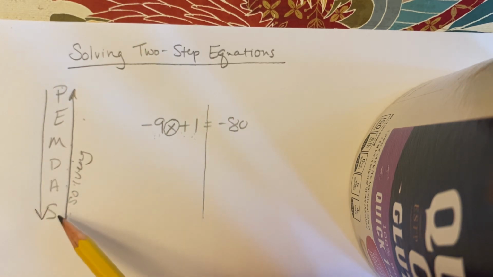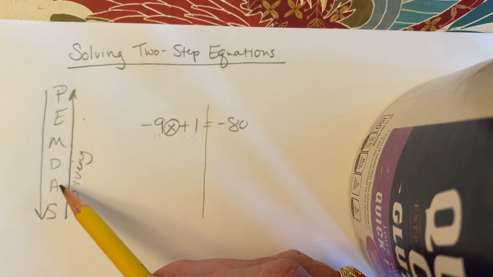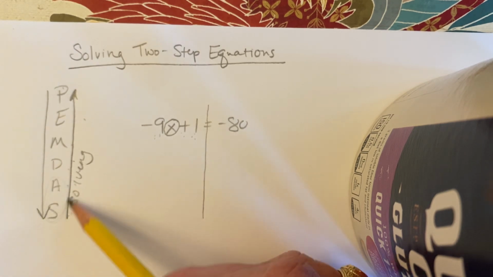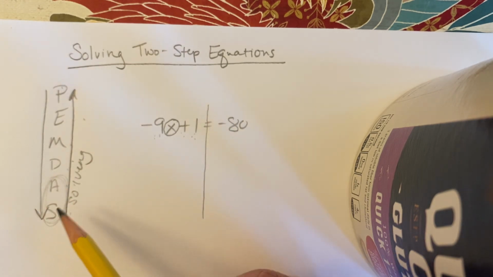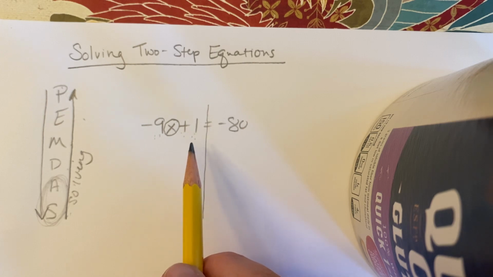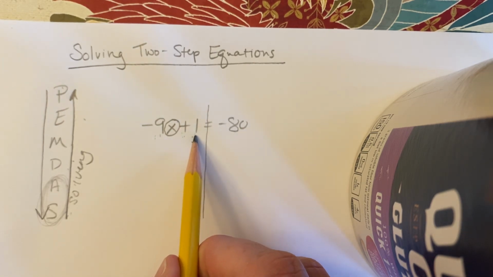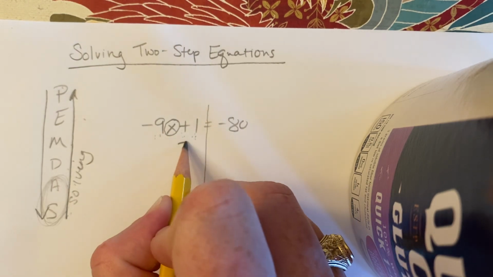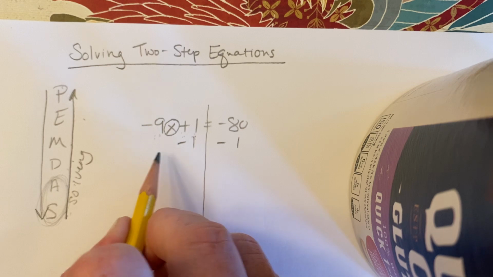That's when we look over here to our PEMDAS and we work in reverse. I need to start by adding or subtracting something. I need to start at the bottom and work my way up. Is there anything I could add or subtract to make my life a little bit easier? Well, yeah, they're adding 1, so I should subtract 1. And the rule is what I do to one side, I do to the other.